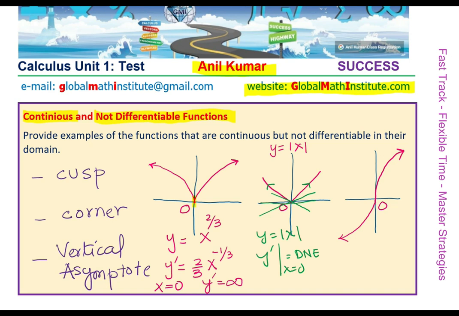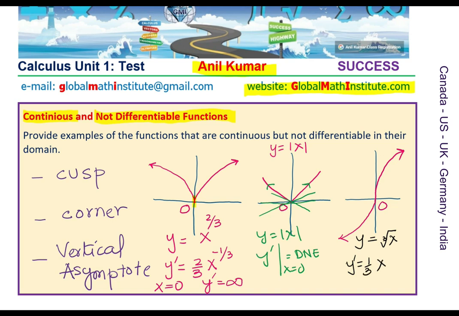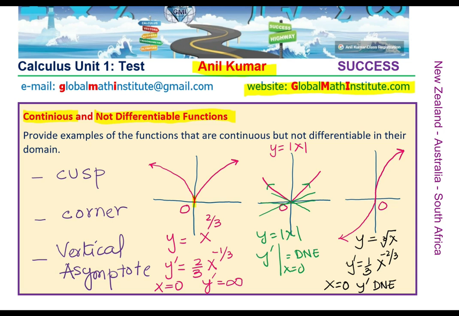Perfect. So this is a function which looks like y equals cube root of x. Let me write y equals cube root of x. Now, if you find the derivative, y prime will be 1/3 of x to the power of 1 over 3 minus 1, which is minus 2 over 3. So clearly, here what you notice is that at x equals 0, y prime does not exist. So that becomes our third example.